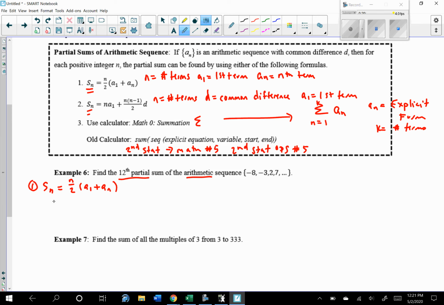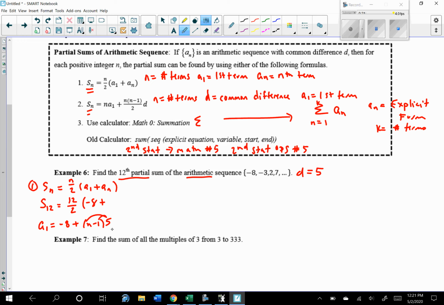So n is equal to 12 in this case, so S of 12 is equal to 12 over 2 times the first term, which is negative 8, plus, well, we need to figure out what is the nth term in order to find this. So this is one where it might not be faster to use this first formula because we do have to find the explicit form to find the nth term. So for the explicit form, we know a sub 1 is equal to my first term, which is negative 8, plus n minus 1 times the common difference. So what is the difference between each of these terms? And notice that we're adding 5 each time. So we know d is equal to 5.